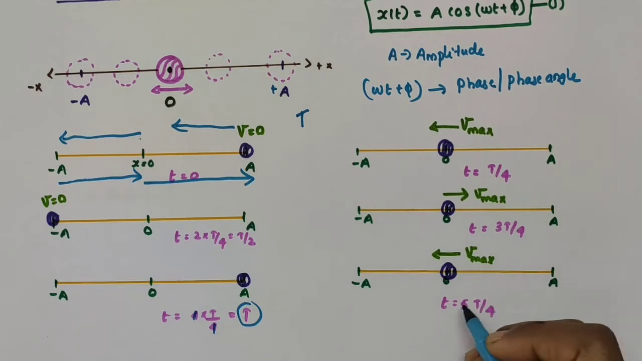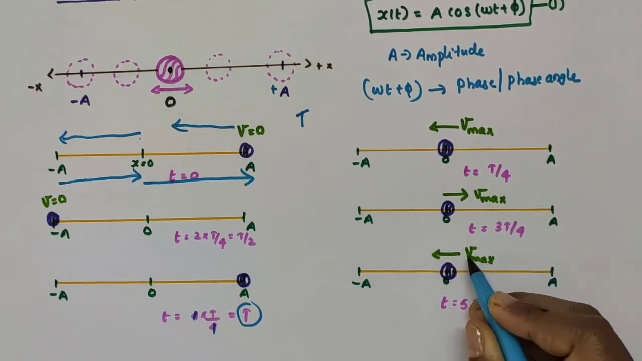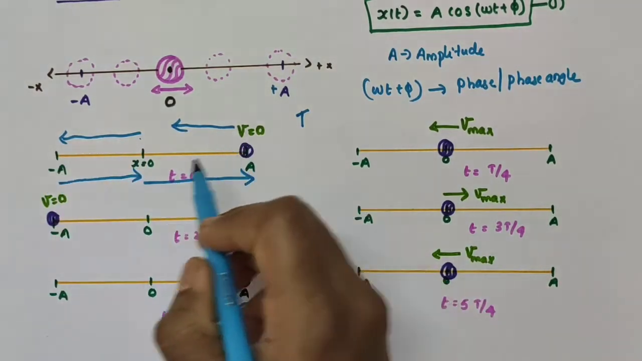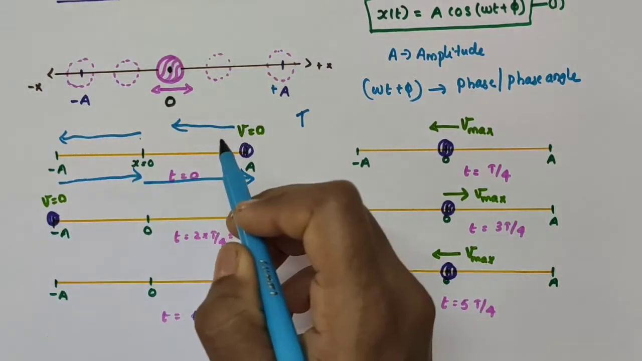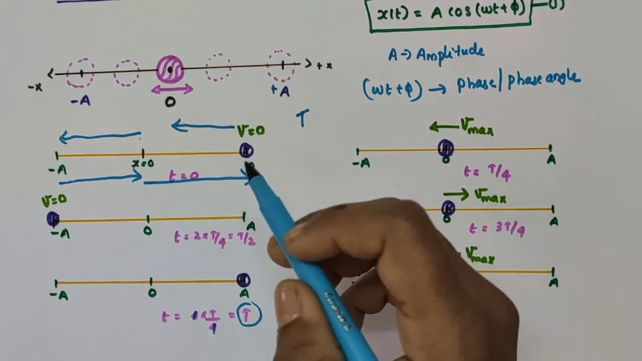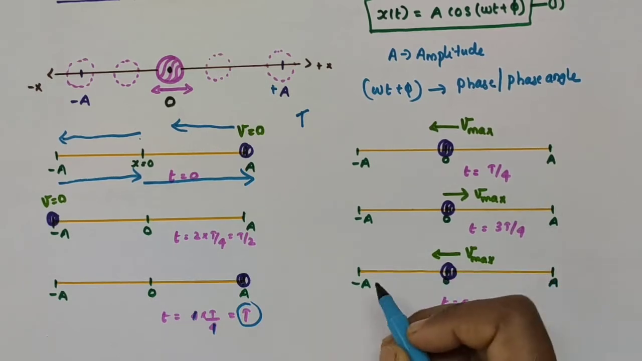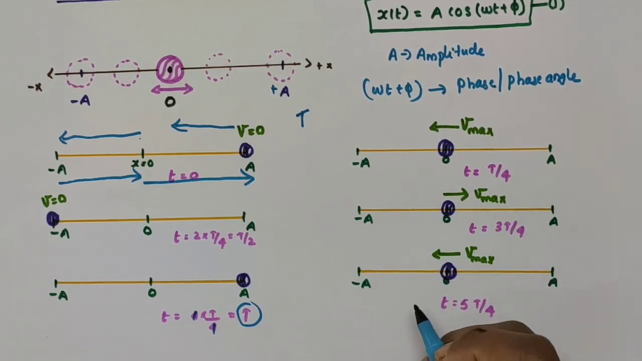Now at 5 times T by 4, what happens? The particle again reaches here, because it continues its motion like this. It goes from here to here, then comes back to this point, again goes to this point, and comes back. So at t equal to 5T by 4, it again reaches here and continues its to and fro motion.